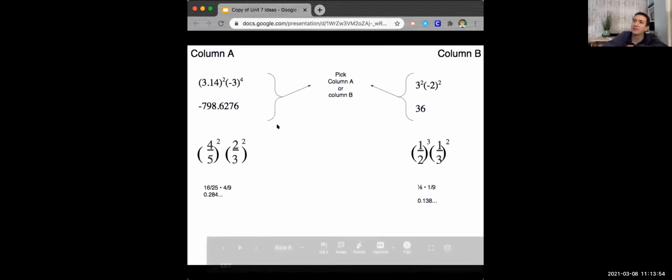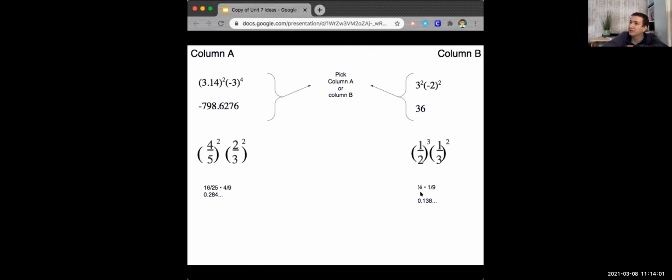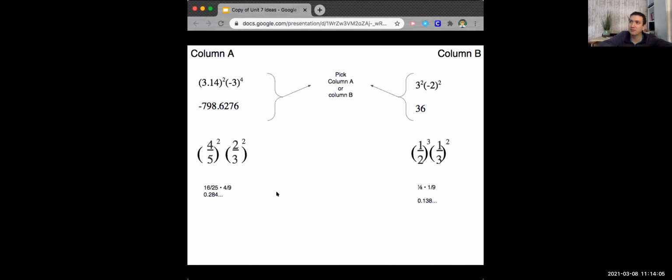I like that up here at the top, the 798, that should be a positive. And over here in column B, you can see we have all positive numbers. So exponents are just repeated multiplication. If you have the negative inside as a base, you have to be careful with how it works. And with fractions, it still works the same way, repeated multiplication.